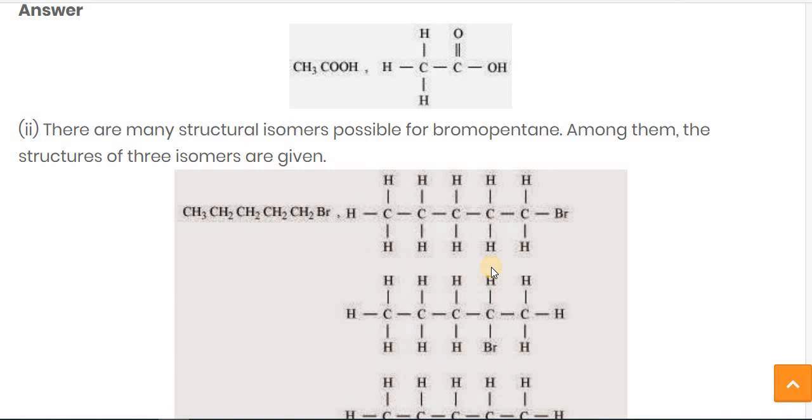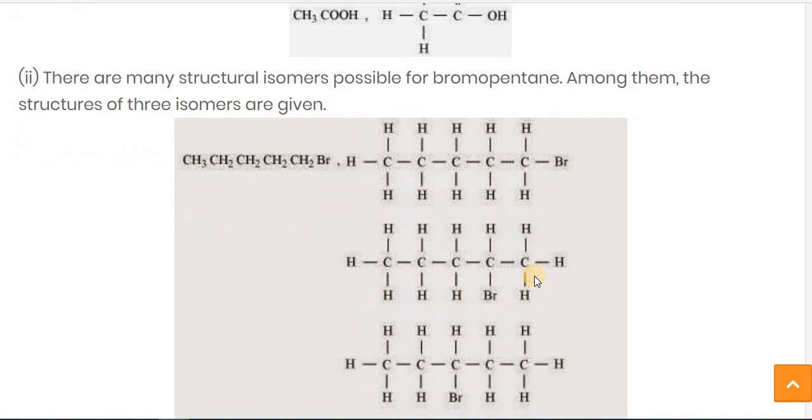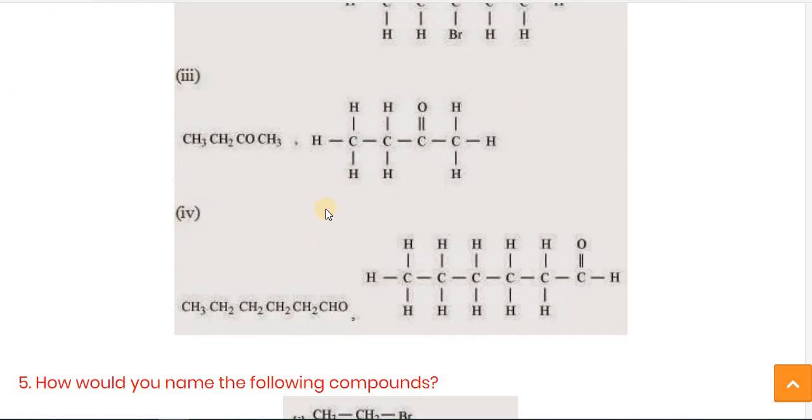Isomer means the chemical formula is the same, but the structural formula is different. Here you can see the number of carbon atoms, hydrogen atoms and bromine atoms is the same, but the arrangement of the bromine atom is different. In the first structure bromine is attached at the last carbon, whereas in the second structure bromine is attached to the second carbon from the end, and in the third structure bromine is attached to the third carbon atom.